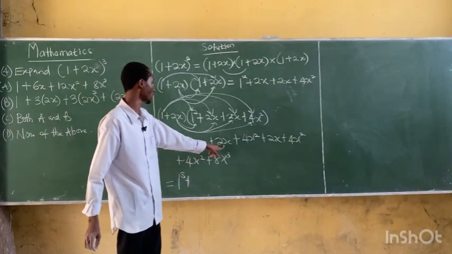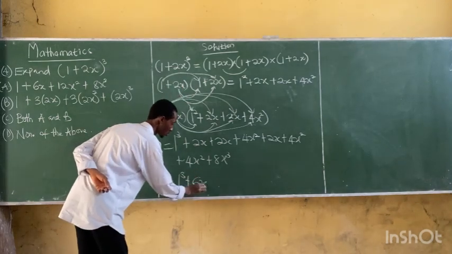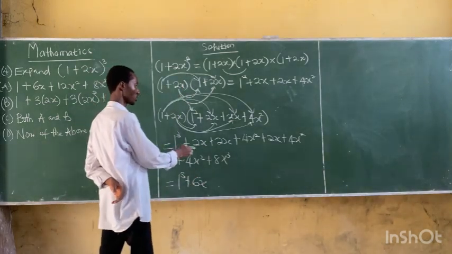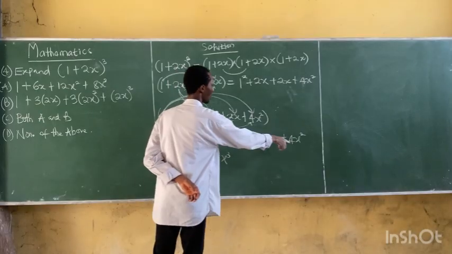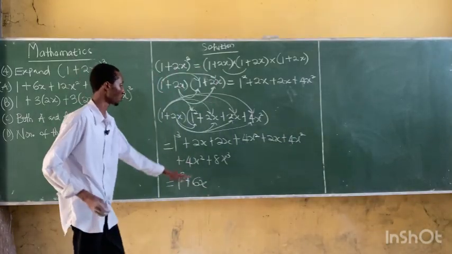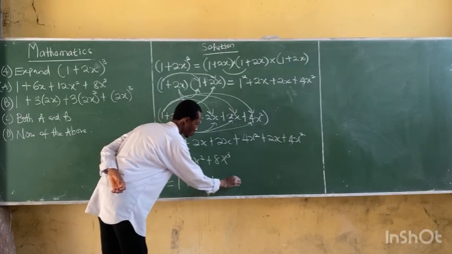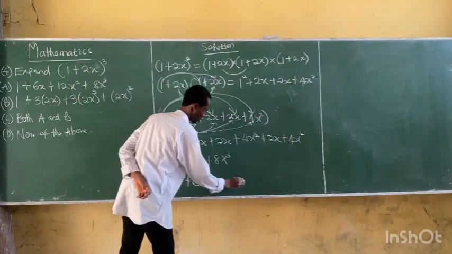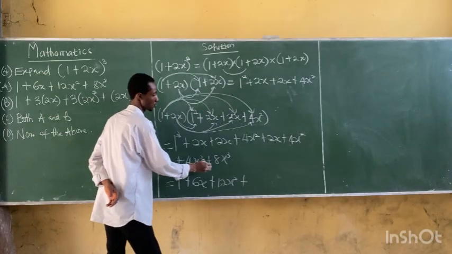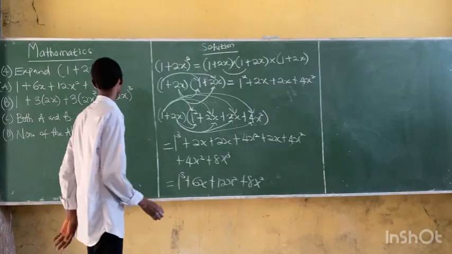If we collect like terms here, we have 1 raised to the power 3 plus, we have 2x plus 2x plus 2x gives us what? 6x, right? And now we also have 4x squared and we have 4x squared here. If we add both of them together with this other one, we have plus 12x squared plus 8x cubed. So this is the correct option here.